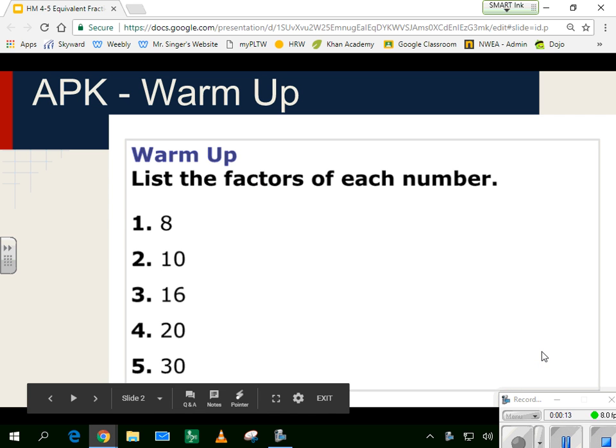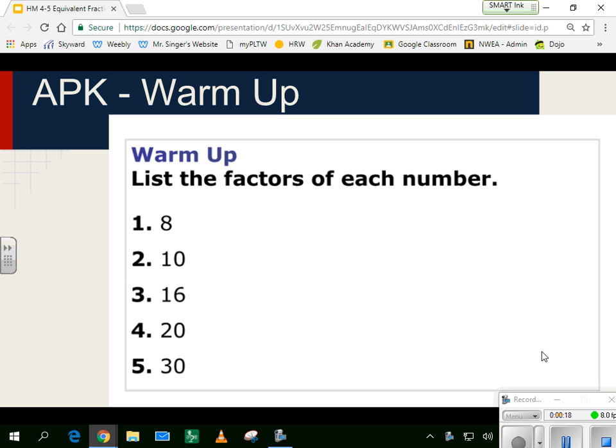Here's your warm-up. I want you to come back when you've found all the factors of each of these numbers. List them all. See you in a little bit. Good luck.